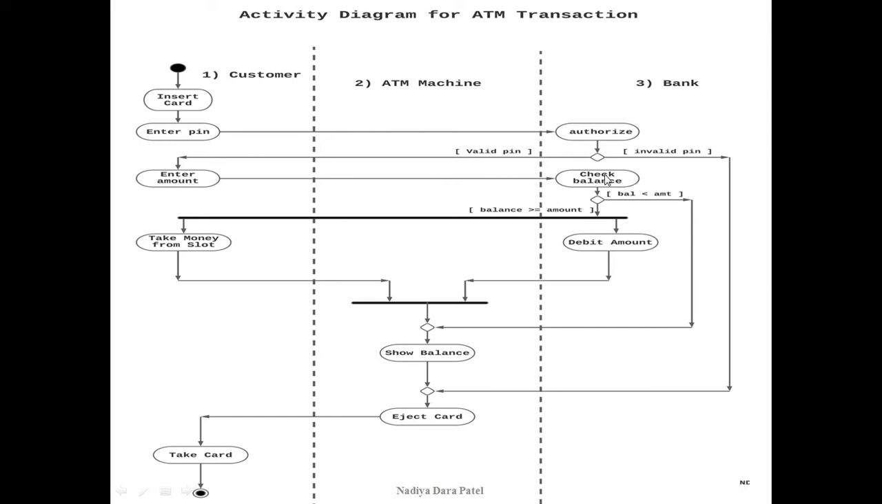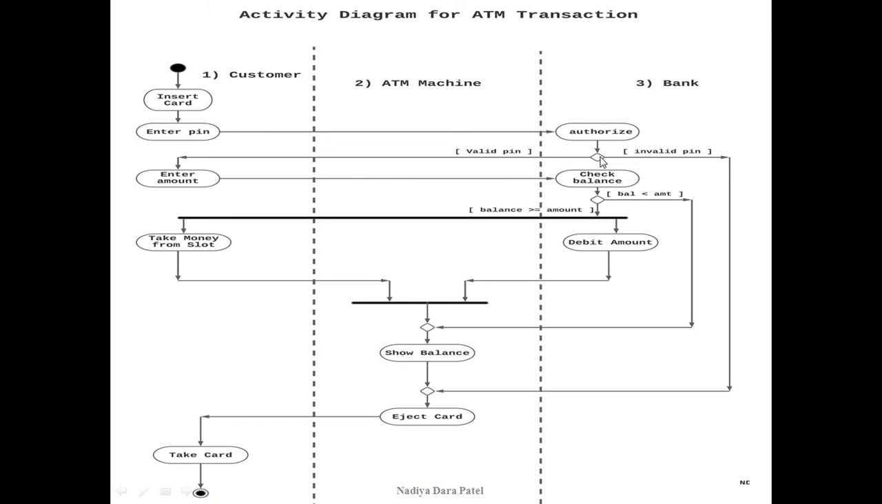We will check his balance. If his balance is less than the amount he has entered, we are going to show him the balance and we are going to eject the card. But if his balance is greater than or equal to the amount, we are going to debit his amount. He is going to take the money. We are going to show his balance and we will eject the card. The customer will take the card and we will reach the final state. This is how it works.